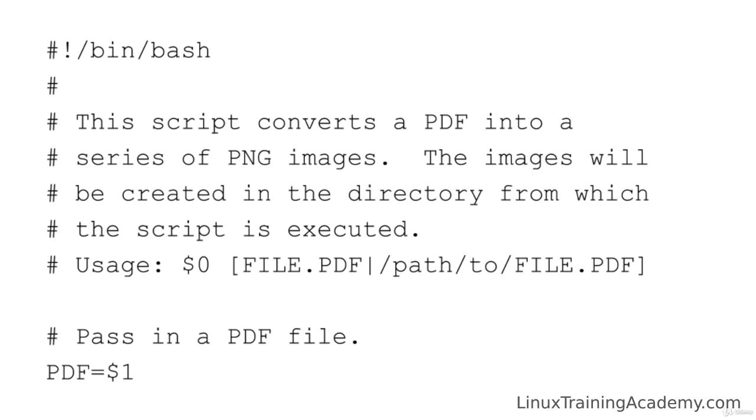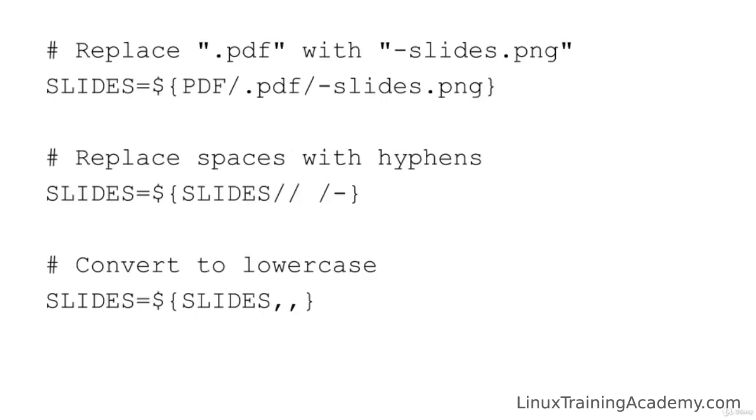This next script takes my slides that are in PDF format and creates a series of PNG files that I can use with my video editing software. Again, the first line is a shebang, and then a description of what the program does and even how to use it. And the first thing we do is pass in a PDF file, and we assign that to the PDF variable. Next, I create a slides variable, and I replace the .pdf with -slides.png in the file name.